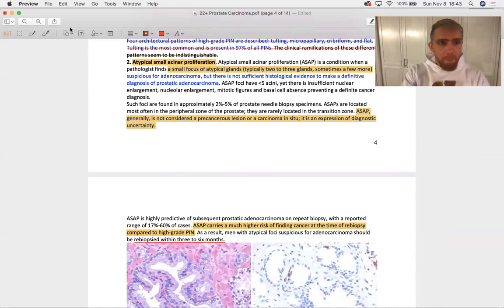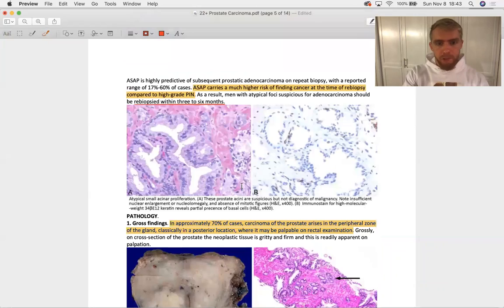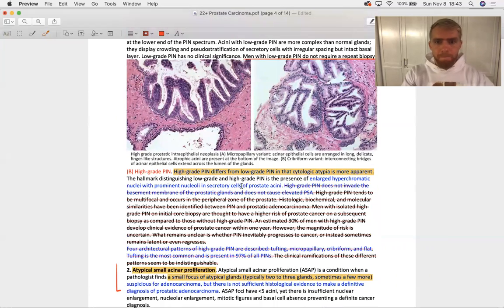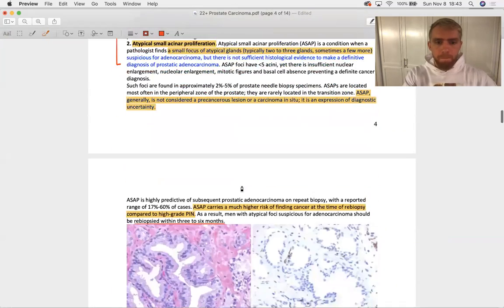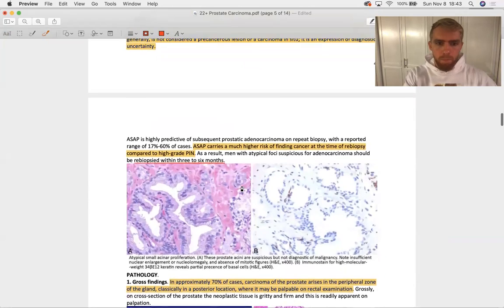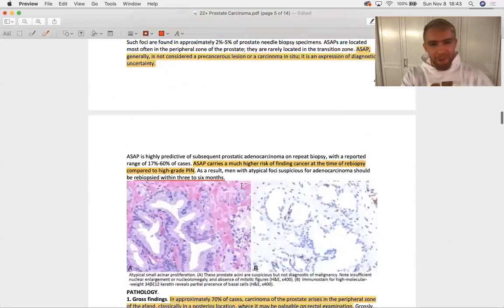But if you get ASAP, like Rocky, atypical small acinar proliferation, this has a higher risk of becoming cancer. So you will rebiopsy the ASAP in 3 to 6 months afterwards to see if it has progressed. So what do they look like? Really the same thing, to be honest. I'm not going to say anything about those.